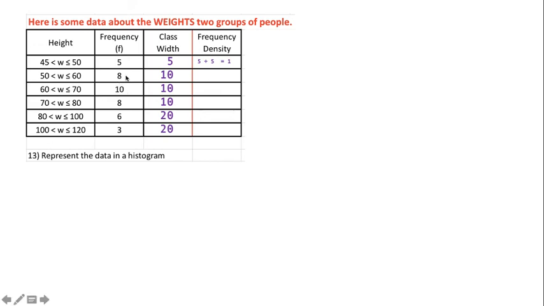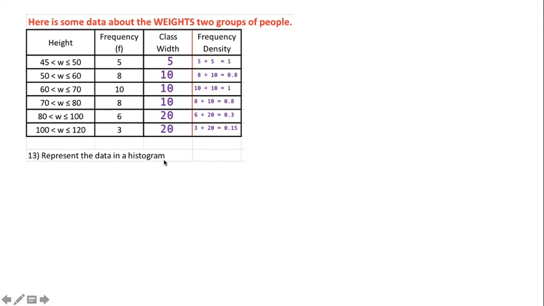Next group, we want the bar to have an area of 8 units. It's going to have a width of 10 units, so the height of the bar is going to be 8 divided by 10, which is 0.8. Next one, 10 divided by 10 is 1. Next one, 8 divided by 10 is 0.8. Next one, 6 divided by 20 is 0.3. And next one, 3 divided by 20 is 0.15.